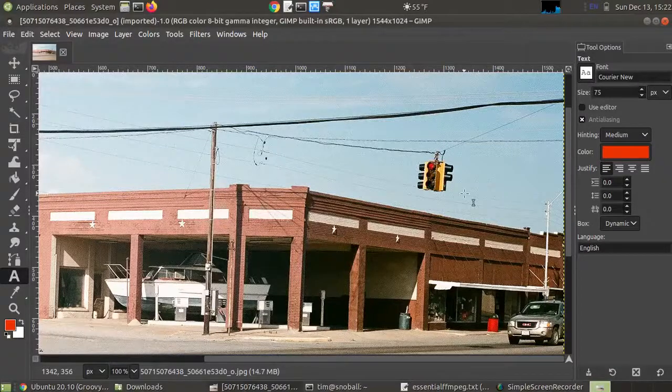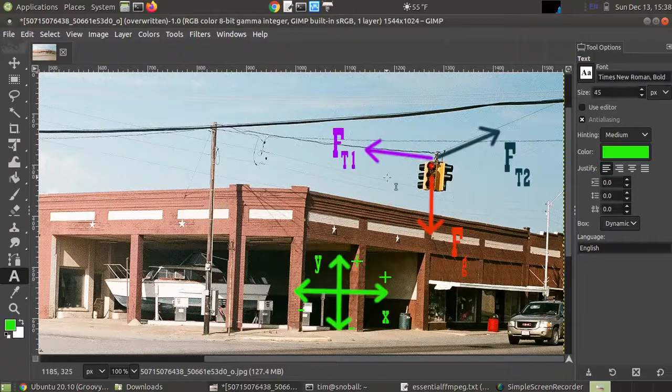Here's a traffic light suspended on a wire over a street. I'd like you to pause the video for a second and sketch a free body diagram for this traffic light. Anyway, so I hope this free body diagram is close to what you came up with.